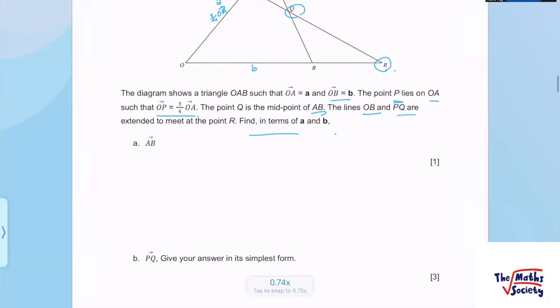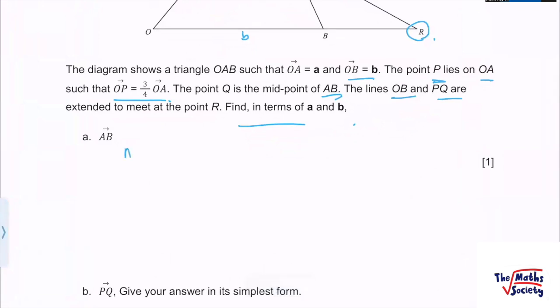So it says AB, right? So we know that AB is equal to OB minus OA, and that is B minus A. And just give it in terms of A and B.